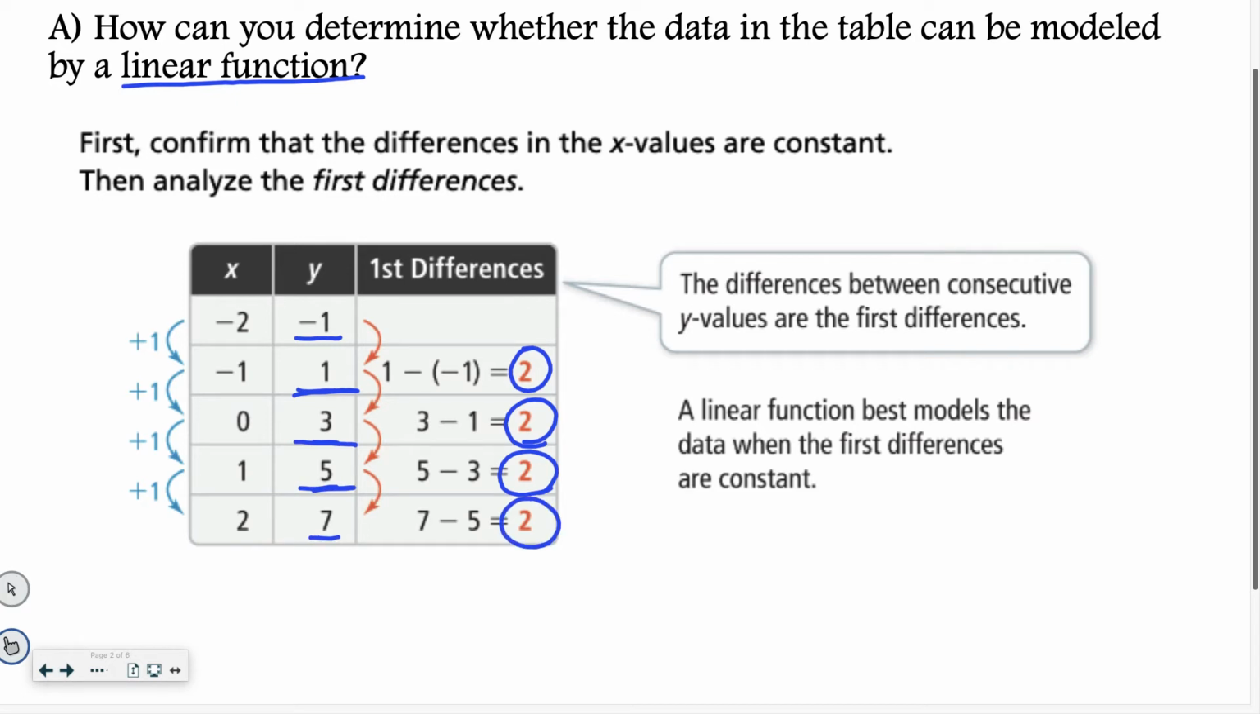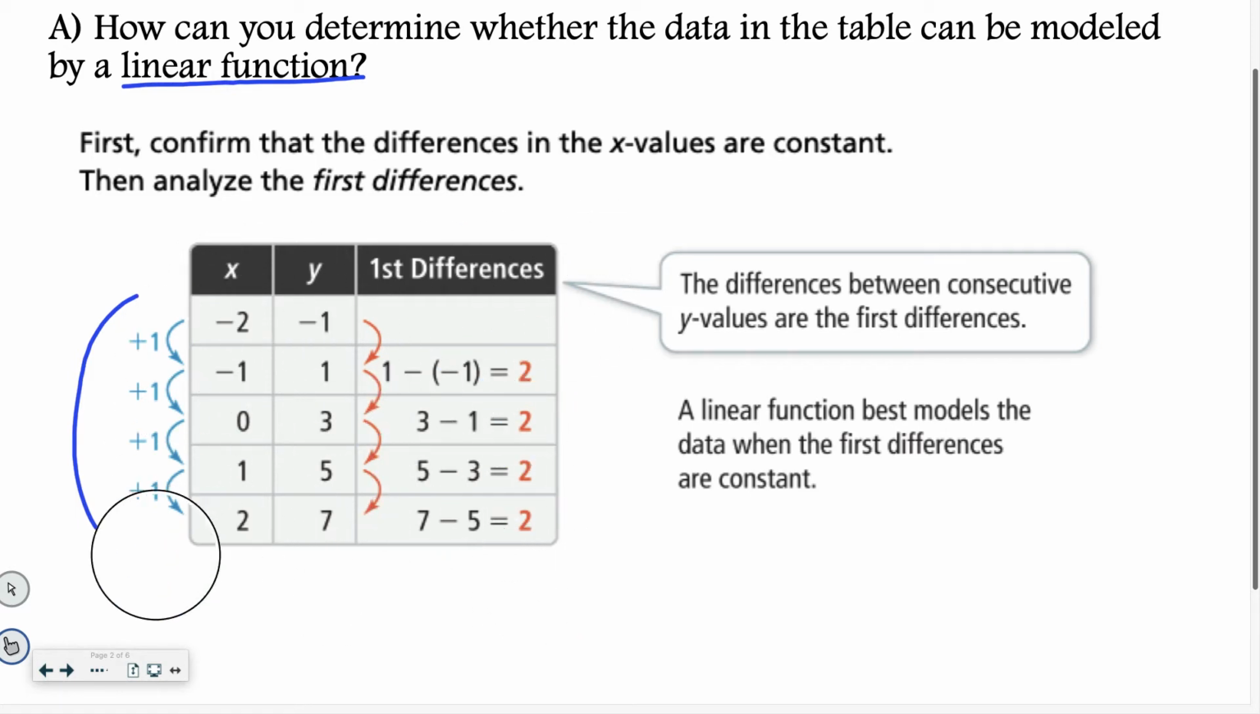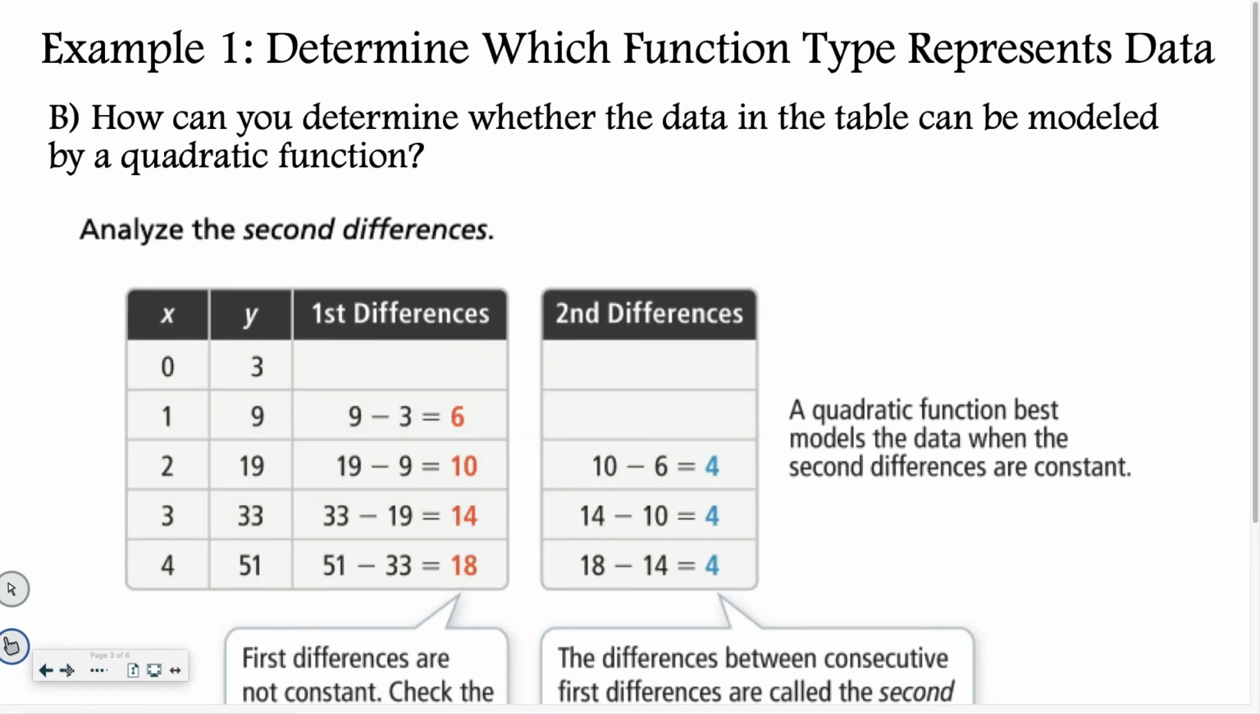And something I forgot to do before looking at all of that was to make sure that my x's were changing by the same amount each time. So you can see each time it was just going up by 1 for my x's. So since my x's were only going up by 1 and my y's were going up by the same amount each time, we know that this is a linear function, okay? So when your first differences end up being the same number over and over, a linear function will be the best model for the data, okay?